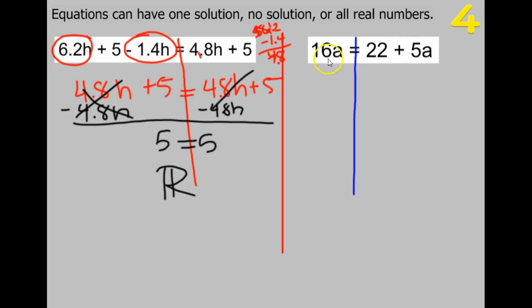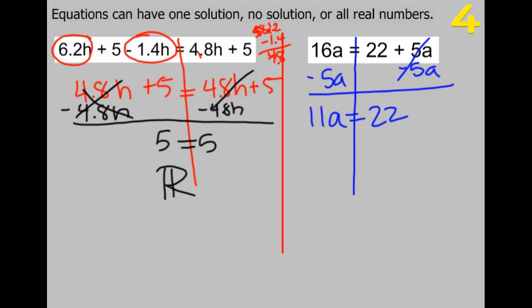Next, we have letters on both sides. Move the one that's smaller. Well, 5a is smaller, so let's subtract 5a. 16 minus 5 is 11a equals 22. And then the opposite of multiply is divide. We get a equals 22 divided by 11, which gives us 2. So this one would be one solution.